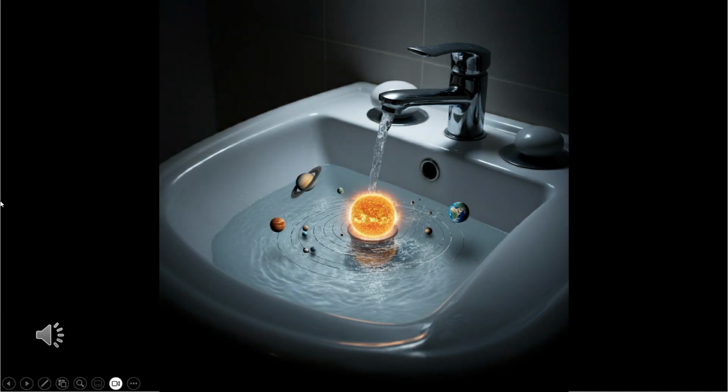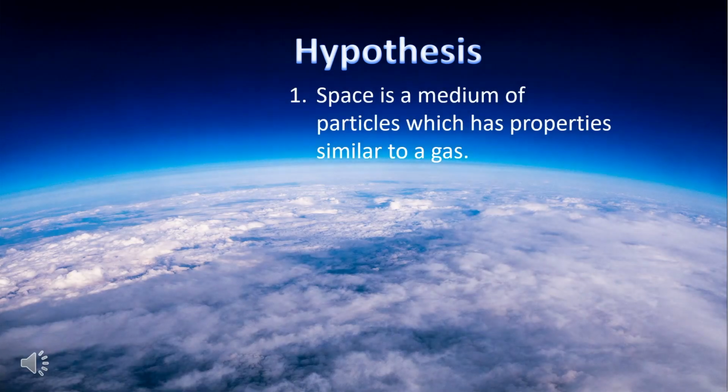We can now take our analogy of the bathroom sink as an example of general relativity, and we can alter that analogy with one parameter to make a new theory: that space is a medium like the water in the sink, that mass consumes space like the drain in the center, and that objects orbiting the central mass are floating motionless in space as the space is consumed and orbits that mass. Therefore, we can make a hypothesis. Hypothesis 1: Space is a medium of particles which has properties similar to a gas.